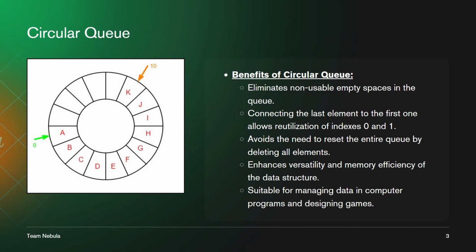But fear not, the circular queue comes to the rescue. By connecting the last element back to the first one, we eliminate those pesky non-usable empty spaces. And guess what? This means that we can use index 0 and 1 again without having to reset the entire queue by deleting all the elements.